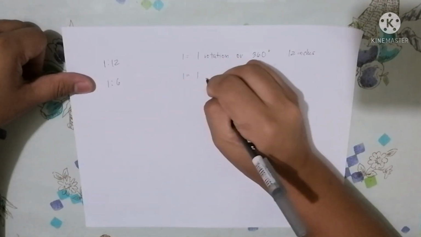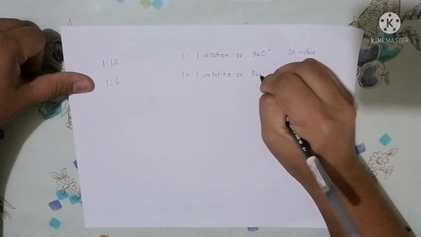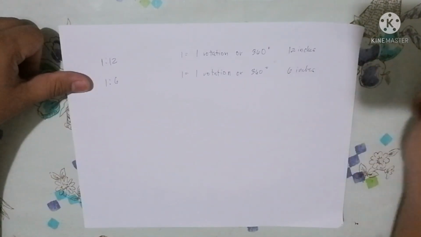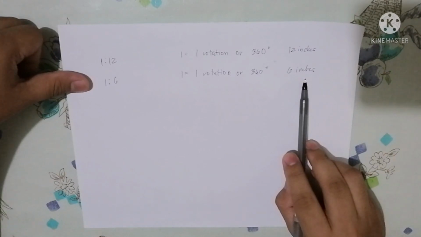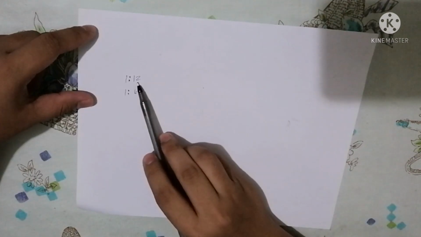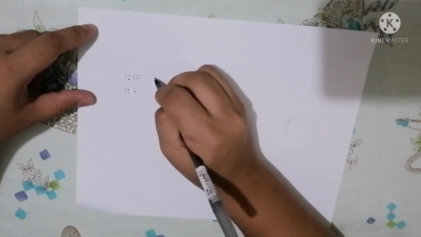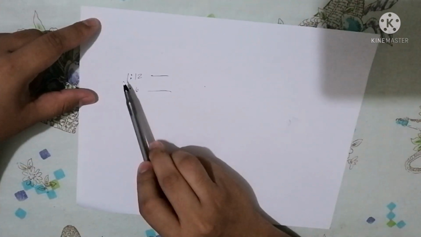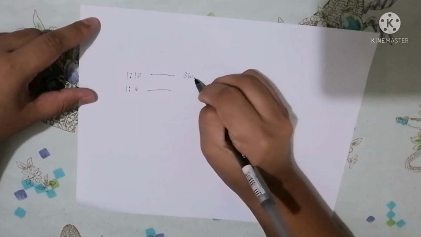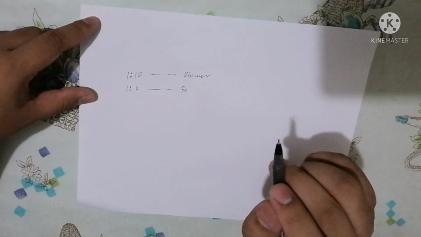It means that one rotation or 360 degrees is completed within 6 inches of travel. Okay, so don't be confused because the greater the second number means the slower the twist rate. Okay, so for example, 1:12 is slower. Is lower than 1:6. 1:6 is more faster twist rate.